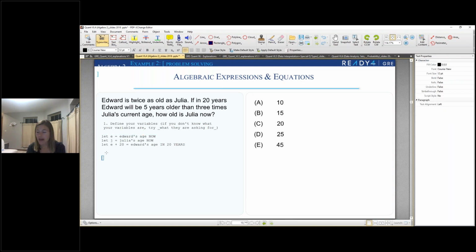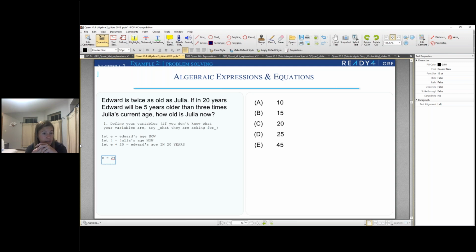Okay, so how can we write that in algebra? Edward is twice as old as Julia. E equals 2J, totally. Sorry, my caps lock's on. E is equal to 2J. Okay, that's great, but that has two variables in it. We can't solve that. We need another equation.